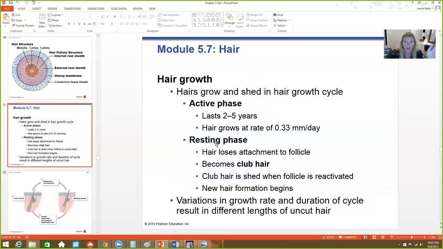Your hair gets to a point where it's like, you know what? I'm not going to grow anymore. I'm done with this. And it's really the genetics of the follicle that determine that. But then it enters this thing called the rest phase, and it detaches from the follicle. And that's when your hair falls out.